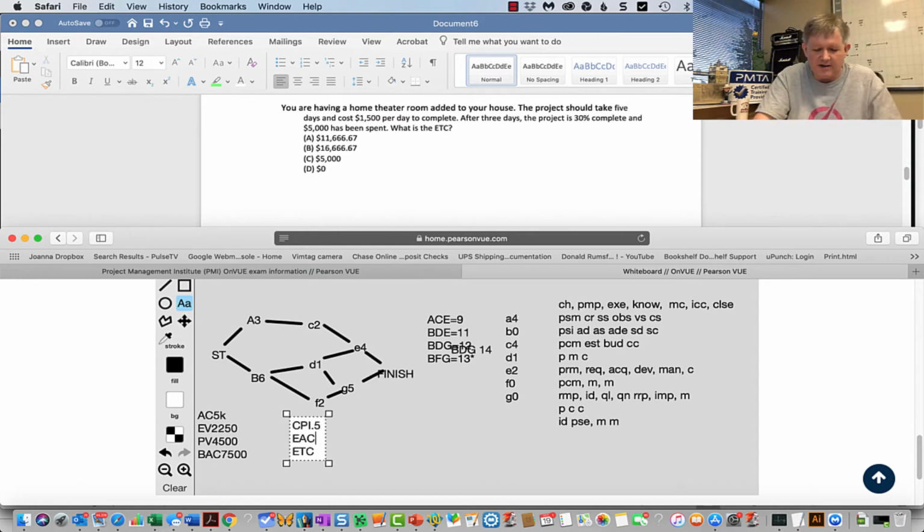Now, estimate at completion. That's going to be my 7,500 divided by 0.5. And that means I'm on pace to need 15K to finish this project, or 15,000. Wow. That's not good for a $7,500 project. And my estimate to complete then would be my 15,000 estimate at completion minus what I've actually spent, which is, and I did something wrong there.